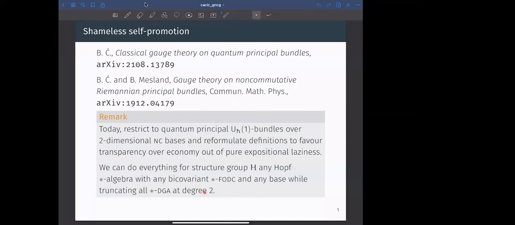As one last disclaimer, for shameless simplicity, and because it suffices for the case study, I just want to talk about quantum circle bundles over two-dimensional bases. But I do want to stress that you can do everything you want for arbitrary Hopf algebras with arbitrary bicovariant calculi and arbitrary base, so long as you do the other lazy thing and truncate all calculi past degree two.